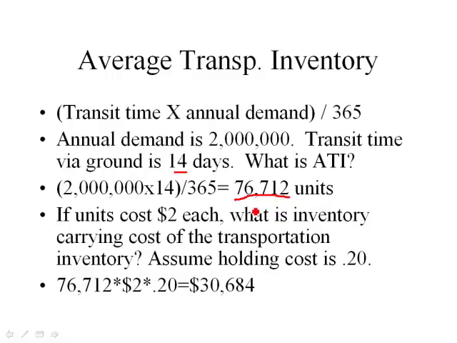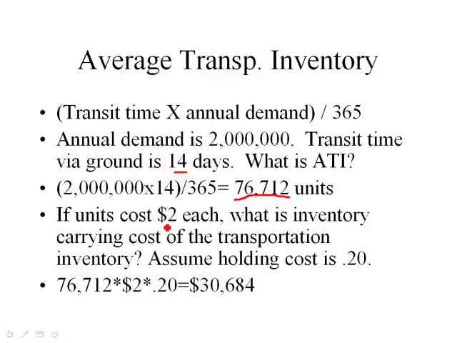Now, chances are, because we transport things in large lot sizes, that it's not 76,000 units all the time. It's probably a lot more than that when I have material in transit, and then at other times I may not have any material in transit. But again, on average, it's about 76,000 units. So what does that cost me?